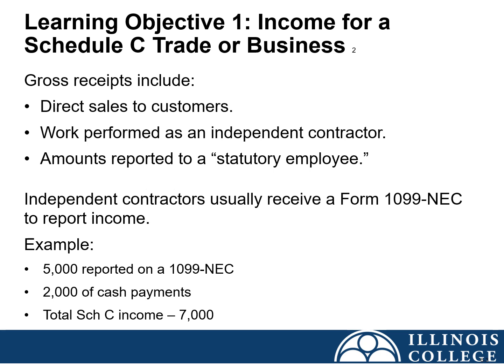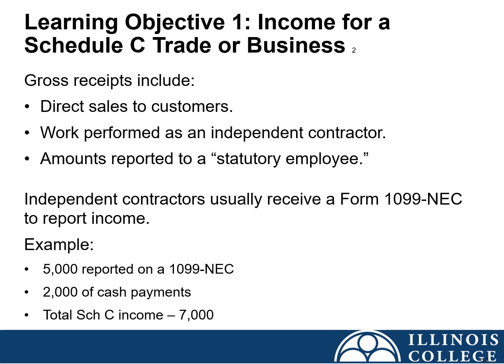So, super simple example, suppose a taxpayer receives $5,000 reported on a 1099 NEC and $2,000 of cash payments from clients that were not reported on a Form 1099. When we look at Schedule C, the total income that we need to report there is $7,000, not just the $5,000 from the 1099. So again, 1099s help report income, but they do not define total income.